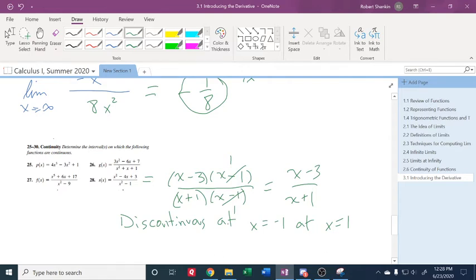So the intervals where it is continuous are from -∞ to -1, union -1 to 1, union 1 to infinity. That's the answer where it's continuous.